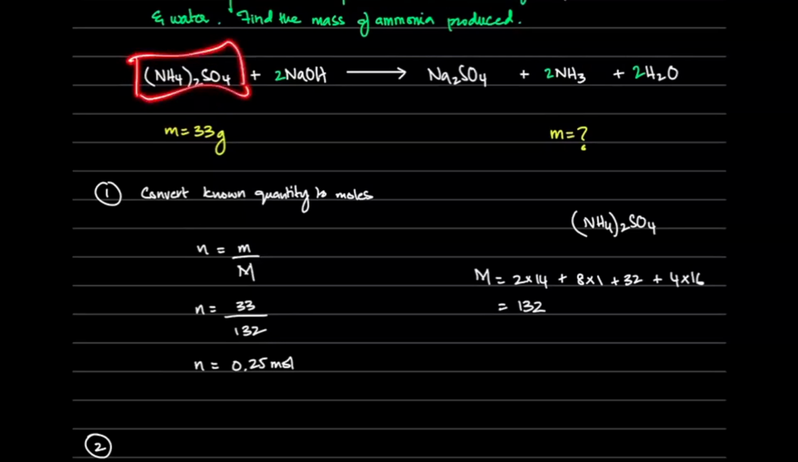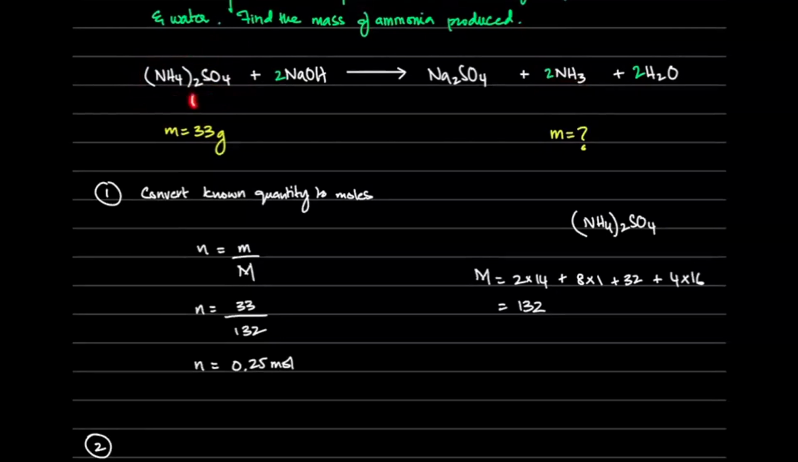Can someone tell me from the chemical equation? एक अमोनियम सल्फेट से अमोनिया कितने बनेंगे? Look at the chemical equation, मुझे बताओ. एक अमोनियम सल्फेट से अमोनिया कितने बन रहे हैं? 2 बन रहे हैं ना? 1 ammonium sulfate is giving me 2 ammonias, right?